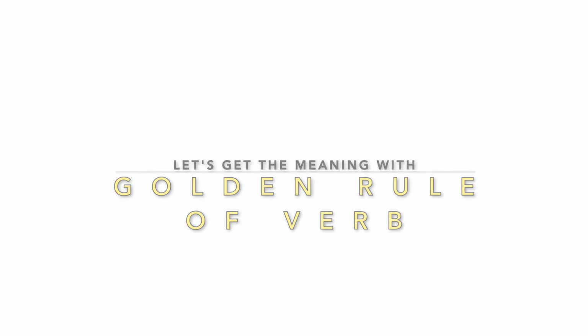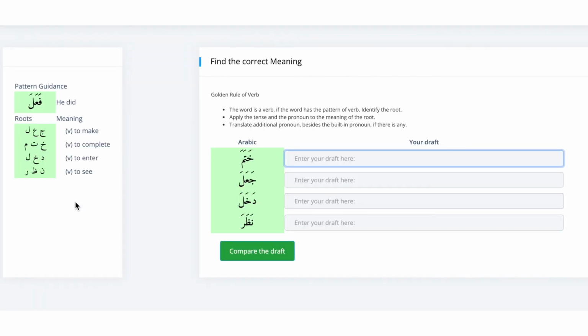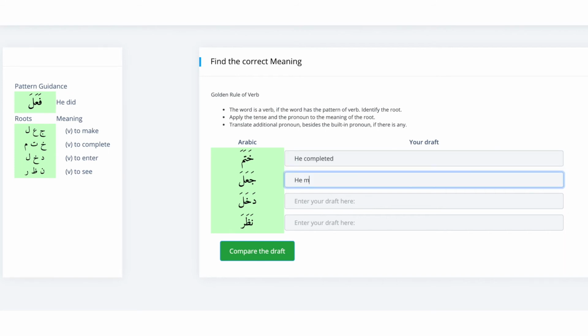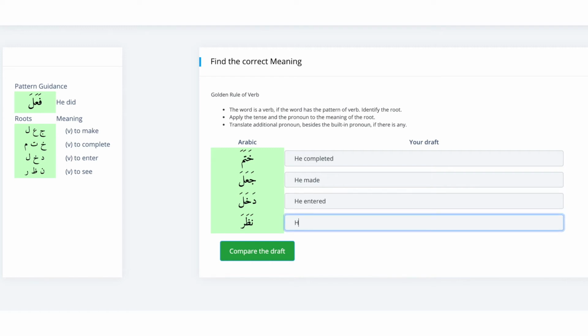Let's do another quiz. On the left panel, the meanings of the roots are given. Let's find the meaning of the following words. ختم, he completed. جعل, he made. دخل, he entered. نظر, he saw.